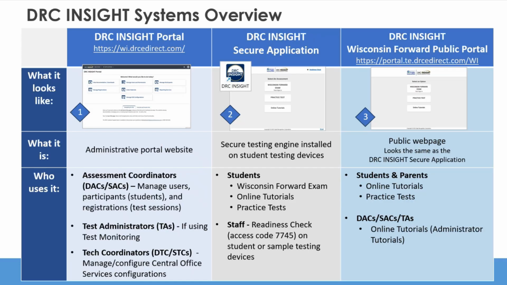This slide shows 3 applications or systems that will be accessed by different people or different roles as part of the DRC Insight solution. The first column shows the DRC Insight portal. This is the administrative portal website. Assessment coordinators will use the portal for managing users, participants, and registrations. And test administrators typically don't access the portal, but DACs can give them access if they are going to be printing test tickets or using test monitoring during testing.